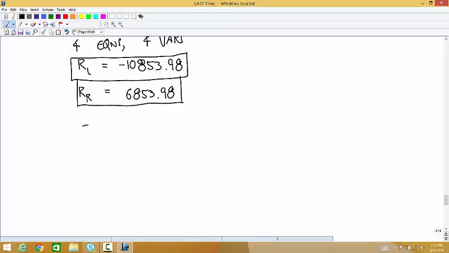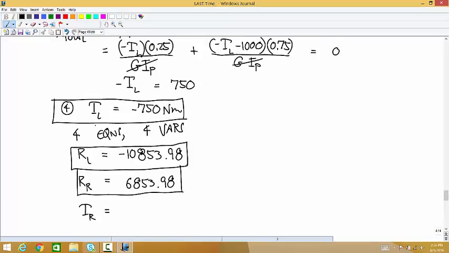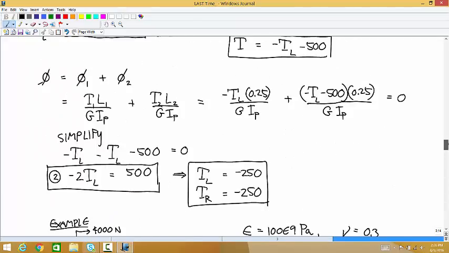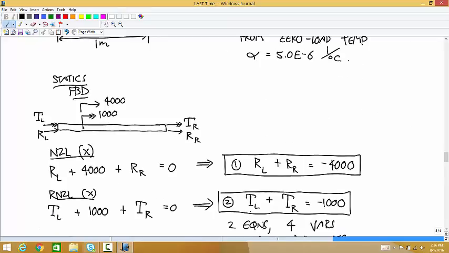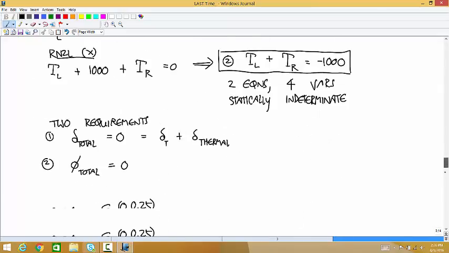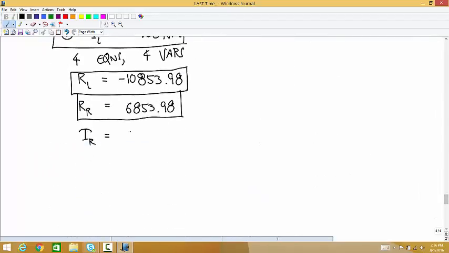And then the last thing we need is the torque on the right end. On the left, it's negative 750, so go to equation 2. So negative 250. Any questions about that?